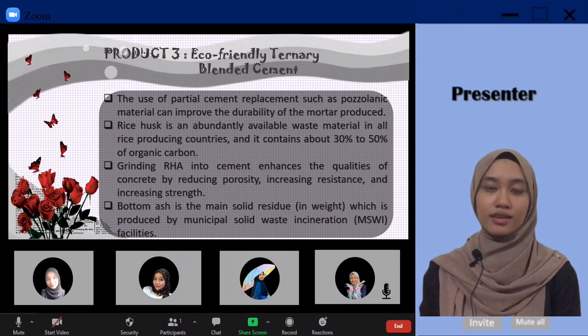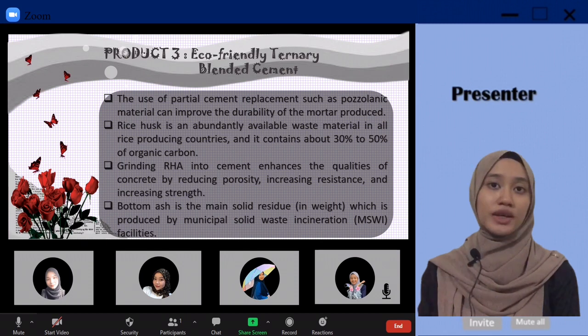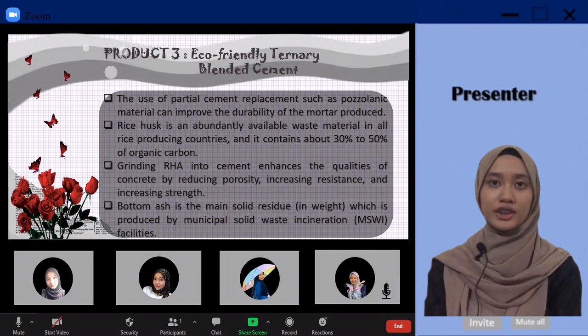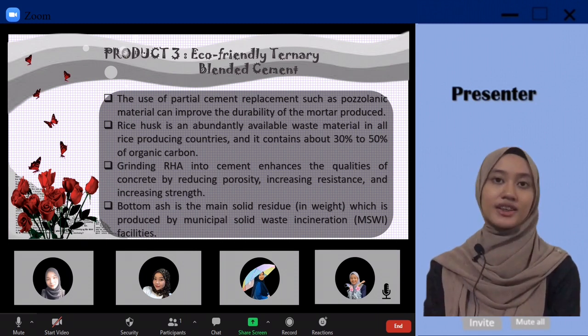Rice husk is an abundantly available waste material in all rice-producing countries, and it contains about 30% to 50% organic carbon. Grinding RHA into cement enhances the qualities of concrete by reducing porosity, increasing resistance, and increasing strength.